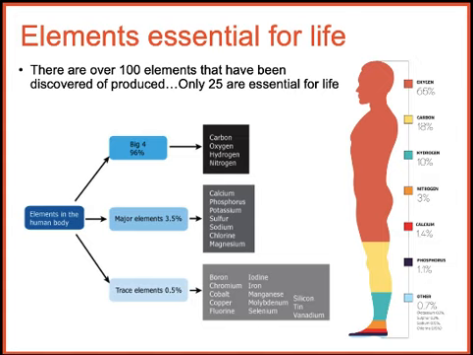Phosphorus and sulfur are the next important ones, followed by calcium, potassium, sodium, chloride, and magnesium. So these are the other ones that are important. And the remainder of them are called trace elements and are needed in small quantities, such as iron and iodine.